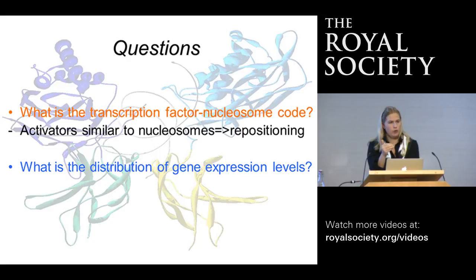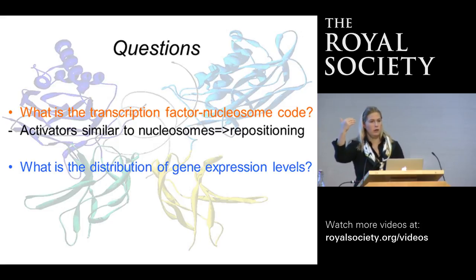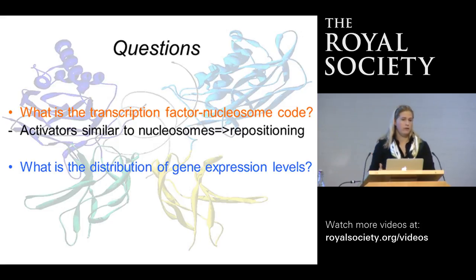So the output of those interactions is a certain level of the messenger RNA molecule for a given gene. And the level of that messenger RNA molecule can either be very high, there can be lots, hundreds and thousands of molecules at a steady state, or it can be very low, it can be one or two or none. So what we want to understand is what is the distribution of gene expression levels for the entire mouse or any animal genome in this case.